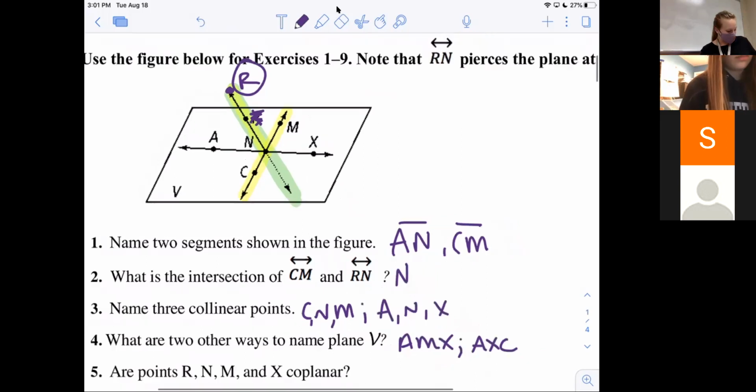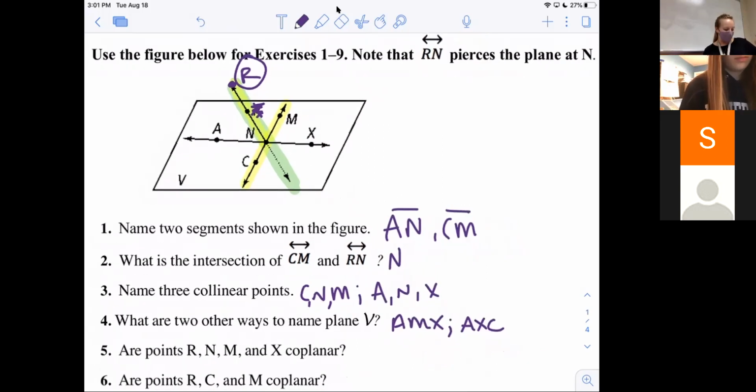What else? Next one. Are points R, N, M, and X coplanar? Why not? R is not on that plane. What if I had written A instead of R? Would that all be coplanar? They're all on the same plane. What about RCM? Can I make a plane with them?